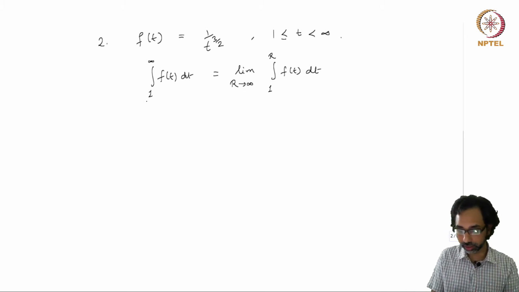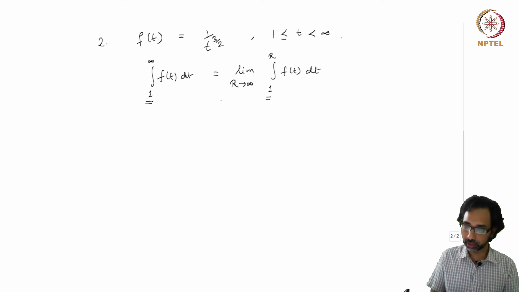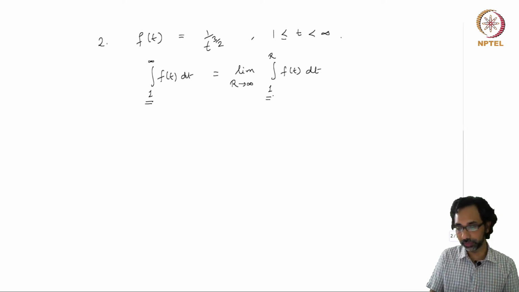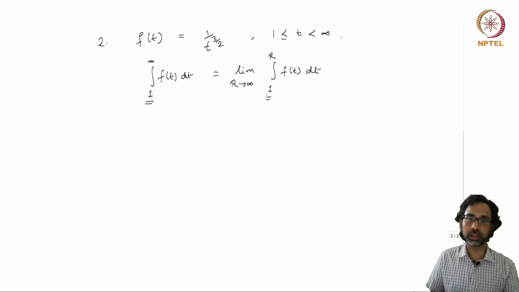So here note that the lower limit is not 0, it is now equal to 1, but we are using the same definition for the improper Riemann integral. In fact, one can have any finite real number as the lower limit, and if the upper limit is positive infinity, then we always take this definition as the limit as r goes to infinity of the integral from the lower limit to r. So it could be 1, it could be 0, it could be any other finite real number. So in this case the lower limit is 1.